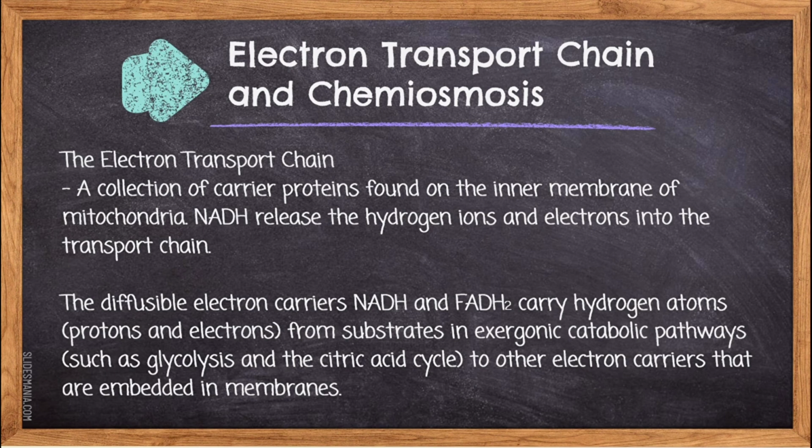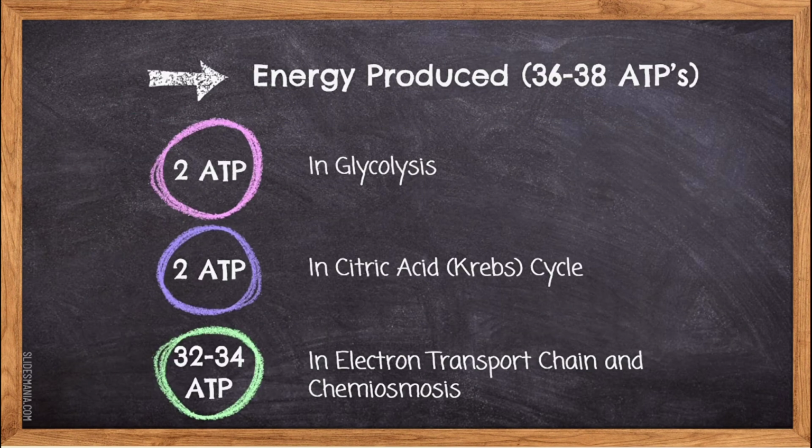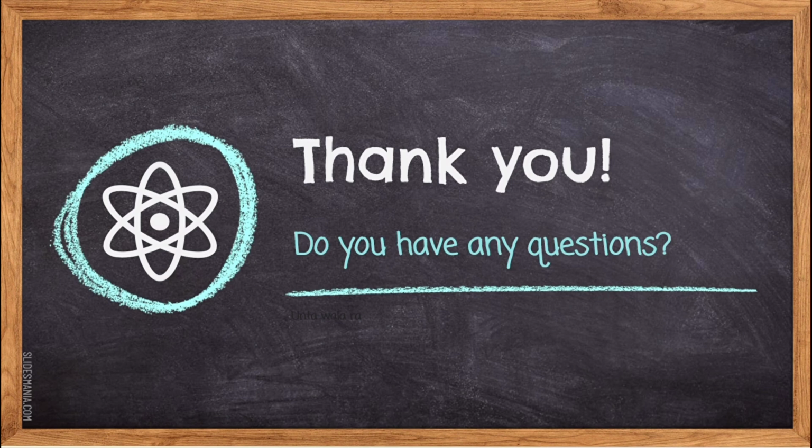Chemiosmosis is the movement of ions across a selectively permeable membrane down their electrochemical gradient. During chemiosmosis, the free energy from the series of reactions that make up the electron transport chain is used to pump hydrogen ions across the membrane, establishing an electrochemical gradient. 2 ATP are produced in glycolysis and in Krebs cycle, and 32 to 34 ATP are produced in electron transport chain and chemiosmosis. So that was all about aerobic respiration.